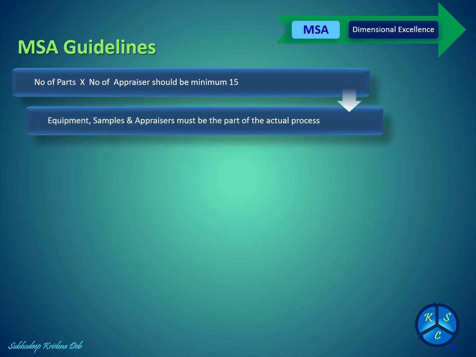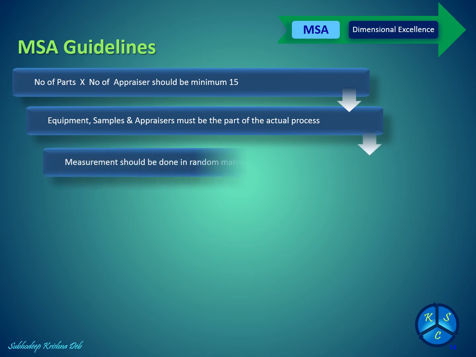Now the equipment, sample and appraisal should be part of the actual process. This we have discussed again and again in all the tools that I have mentioned in the previous videos, that equipment, sample and appraisal all should be part of the actual process on which we are performing the study.